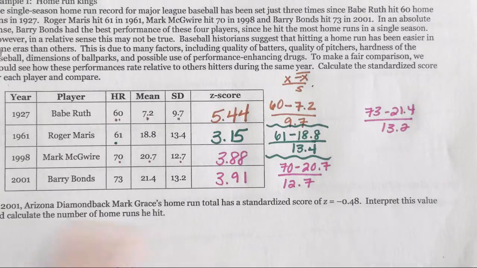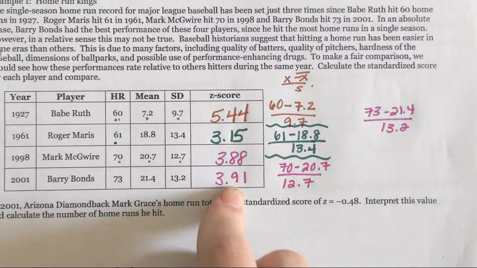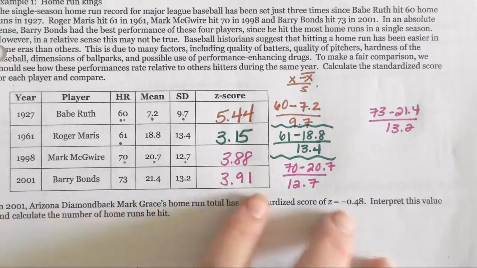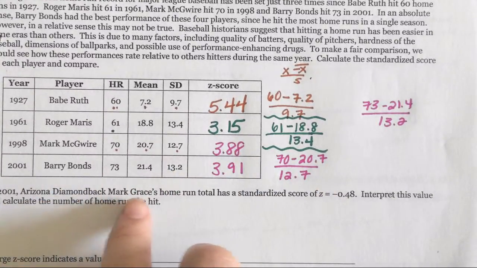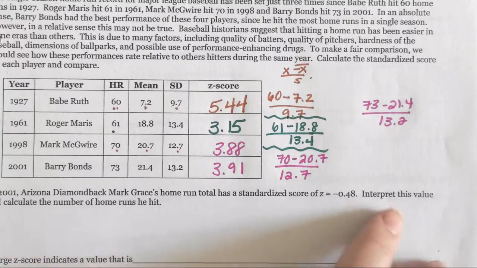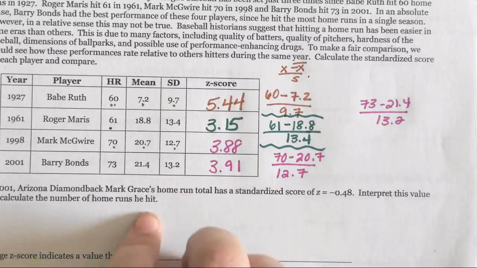Okay, so we did all this work. We filled in this category for z-scores. Now we've got to do something with it. So it says in 2001, Arizona Diamondback Mark Grace's home run total has a standard score of z equals negative 0.48. Interpret this value and calculate the number of home runs hit.